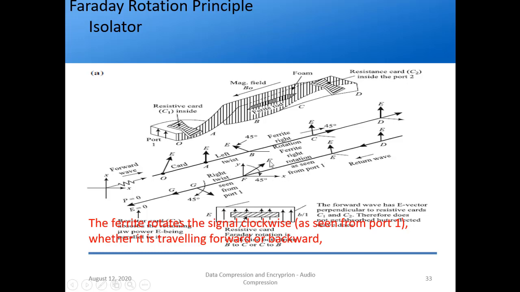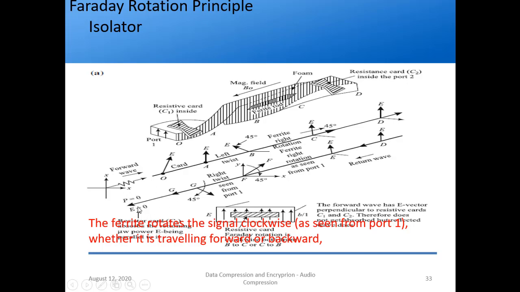So it was already rotated by 45 degrees. After passing through this transition and twist, it will rotate by a further 45 degrees. So it will be 90 degrees rotated. So this electric field is now parallel to the resistive card, right? So because of this, what will happen? It will get completely absorbed by the resistive card and we will get no signal here. So electric field is 0 and therefore power is 0 by Poynting theorem.